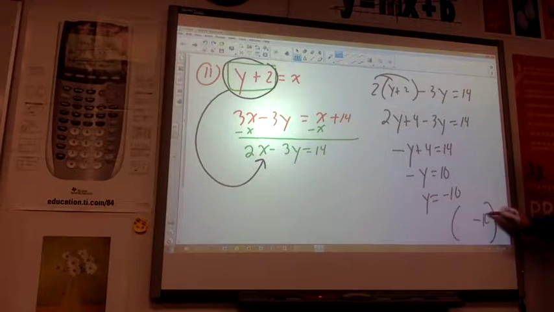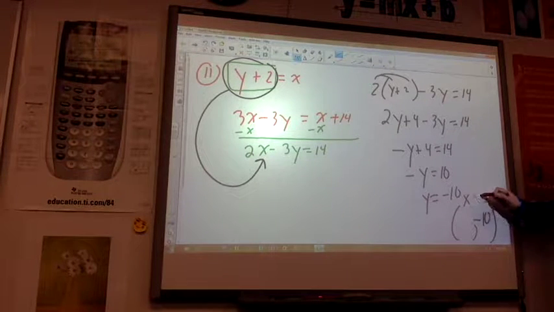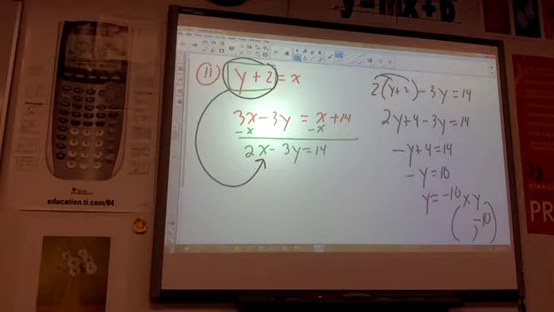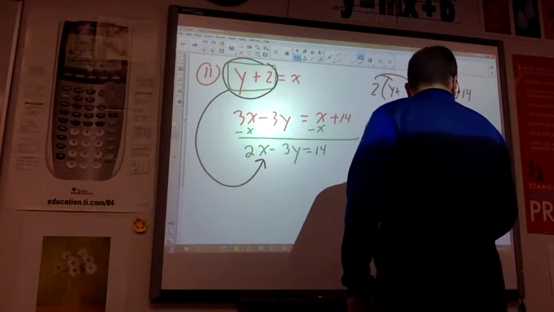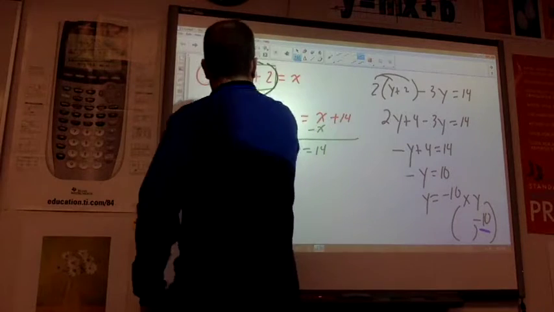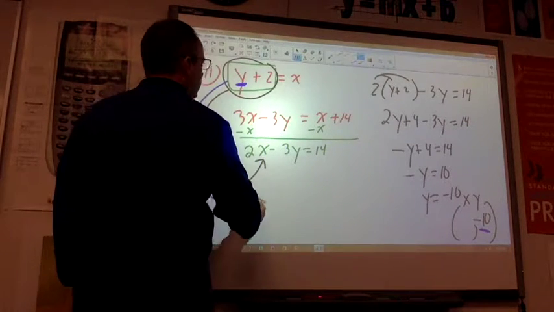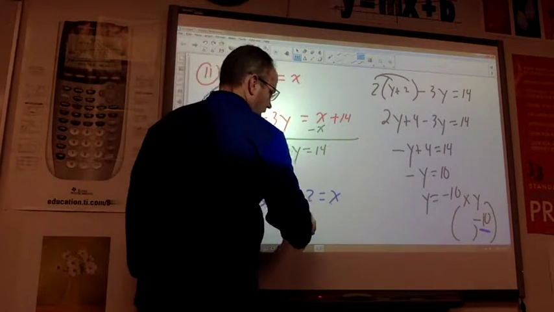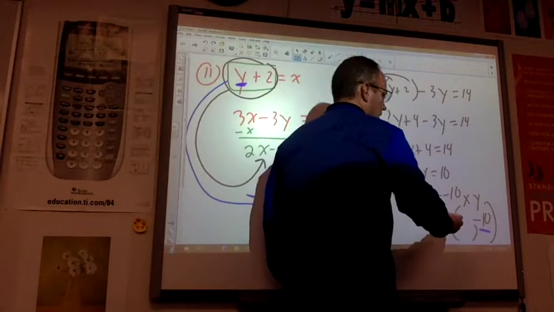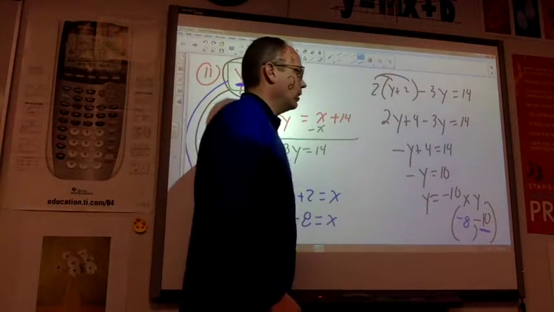So my answer is an ordered pair. Negative 10 is my y component. What should I do now? First off, what letter am I now looking for? X. Is there one of the equations that's already solved for x? The top one. So if I take this negative 10 right here and plug it in right here, that's going to allow me to say negative 10 plus 2 equals x. Negative 8 equals x. That's our answer.